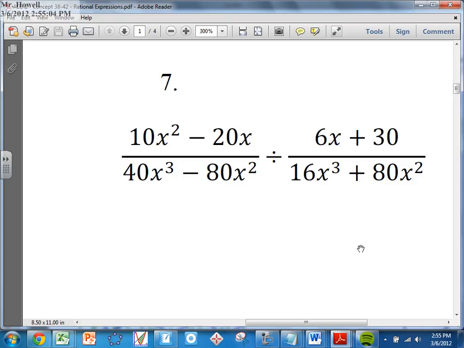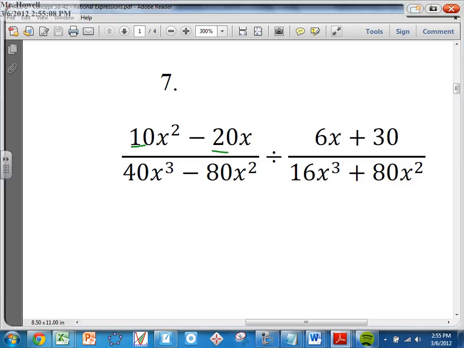Here I see that there's a 10 in both of these terms, and there's an x in both. So your GCF is 10x. Here, your GCF is going to be 40x squared. Can you write it again? 40. You want me to just go through this problem? Then I'll leave you number 8 to do. I'm not doing both. Okay, so we'll do number 7 together then.